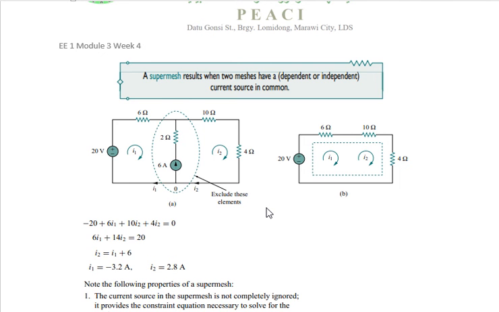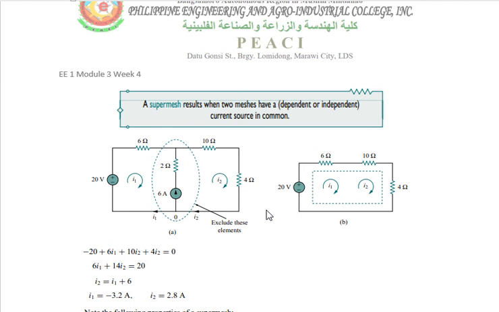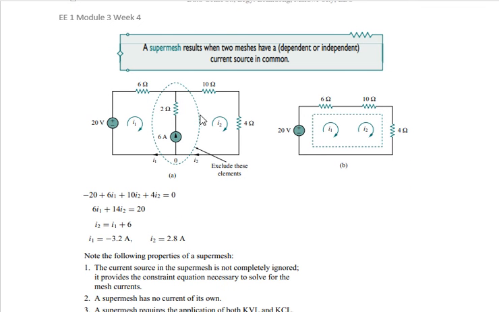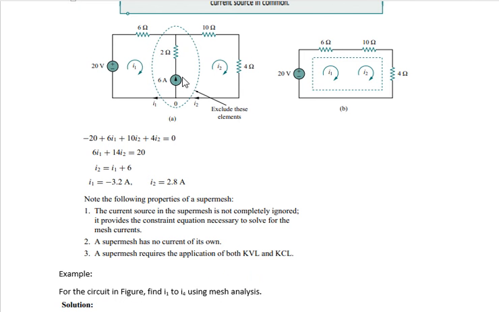Now, let's move on to the super mesh. What do we mean by super mesh? If we have two mesh or loop currents, and in between them is a current source, we can assume that as a super mesh. Earlier, for the super node, we had two nodes with a voltage source in between them. Here, we have two mesh loops or loop currents with a current source in between them. We can assume that as a super mesh.